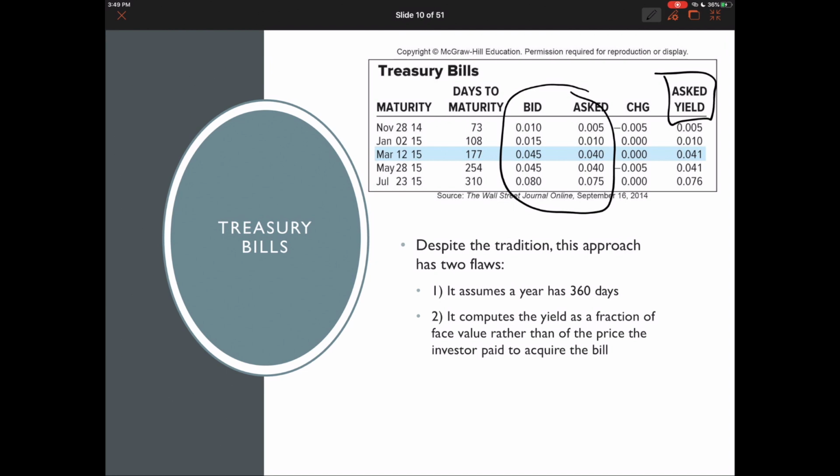When we calculated this asked yield, we used the actual price we paid. When they list these yields using the bank discount method, they do not use the actual price. They compute the yield as a fraction of the face value. So why does the bank discount method calculate yields in this manner?